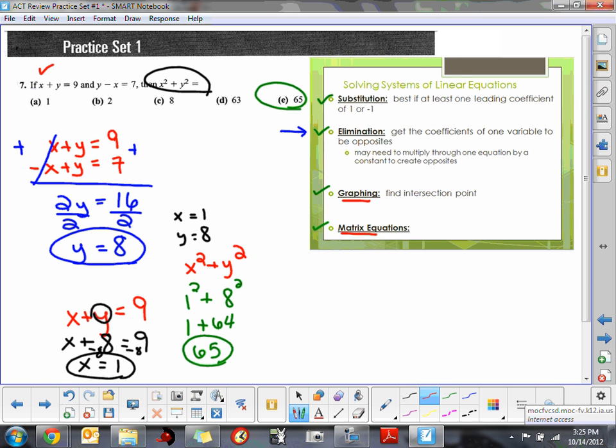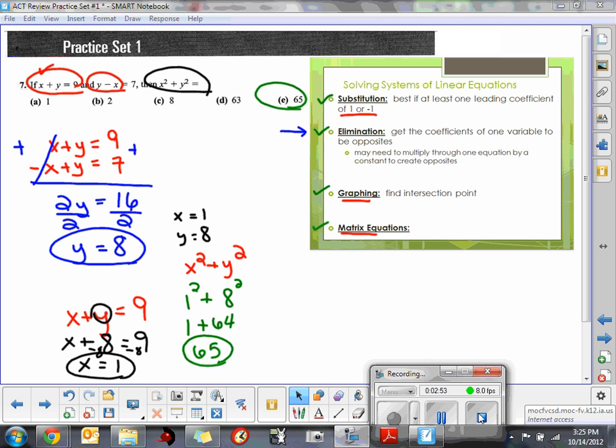Just a plug on substitution: either of these would have been good candidates because all four of those variables have a coefficient of 1 or negative 1, which makes substitution easy. But I utilized the elimination method. It looked like the clearest and the fastest way to do that. So, different strategies. Pick and choose the ones you think are going to work best and most efficiently for you.